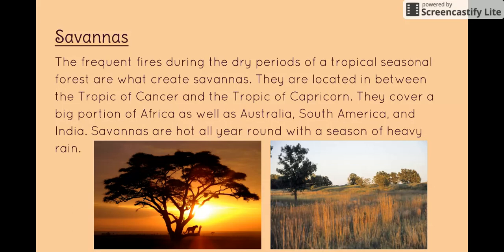The frequent fires during the dry periods of a tropical seasonal forest are what create savannas. They are located in between the Tropic of Cancer and the Tropic of Capricorn. They cover a big portion of Africa as well as Australia, South America, and India. Savannas are hot all year round with a season of heavy rain.